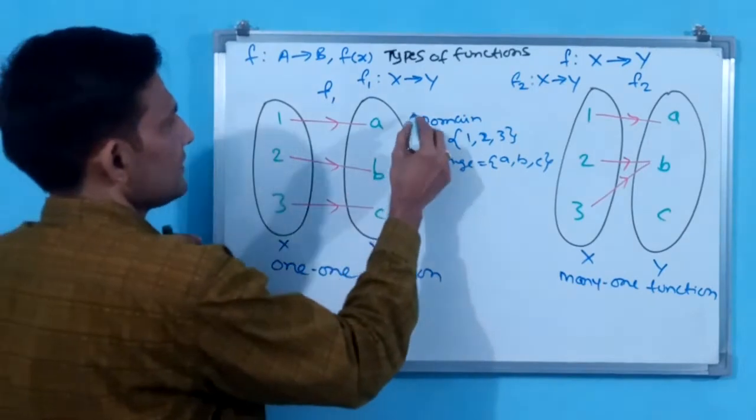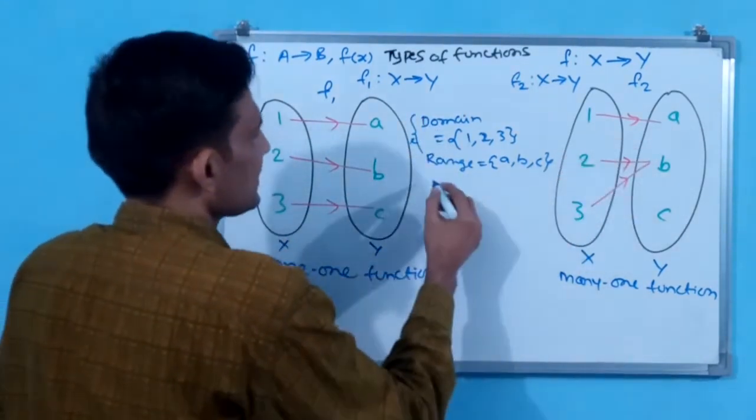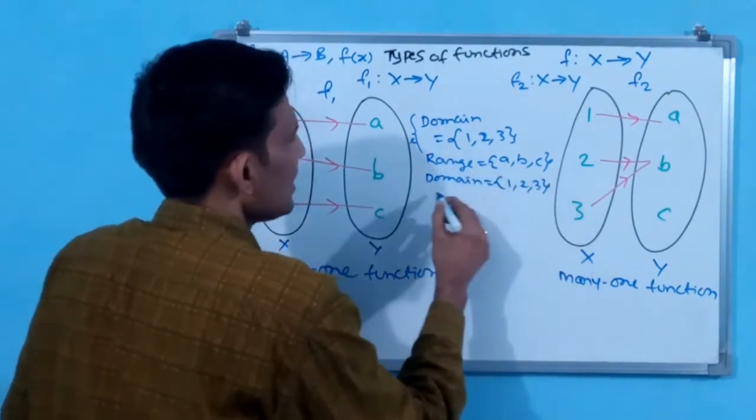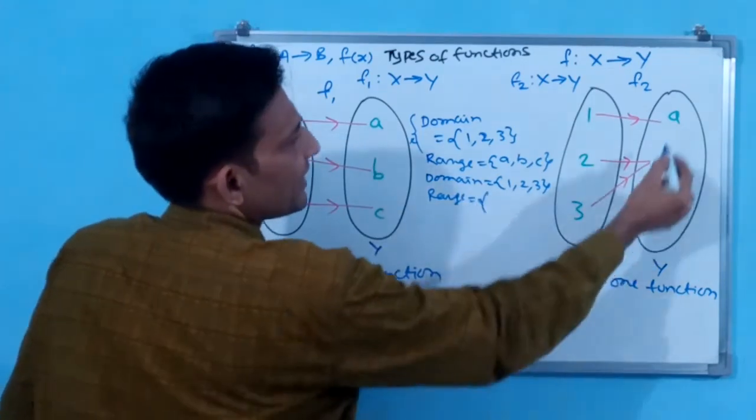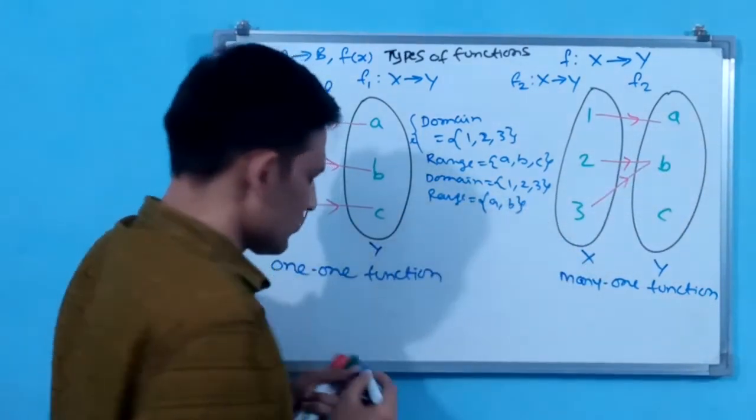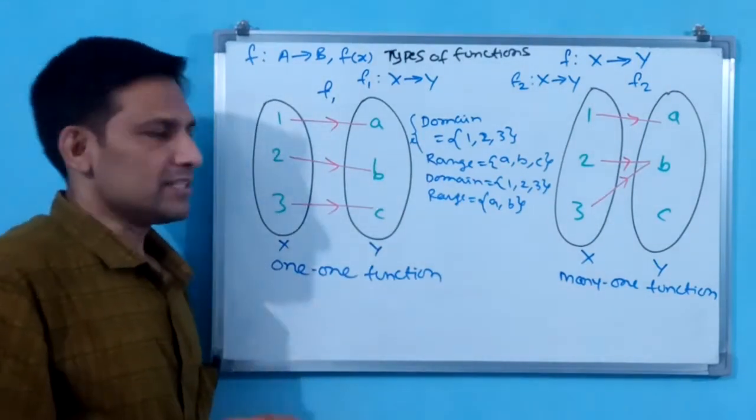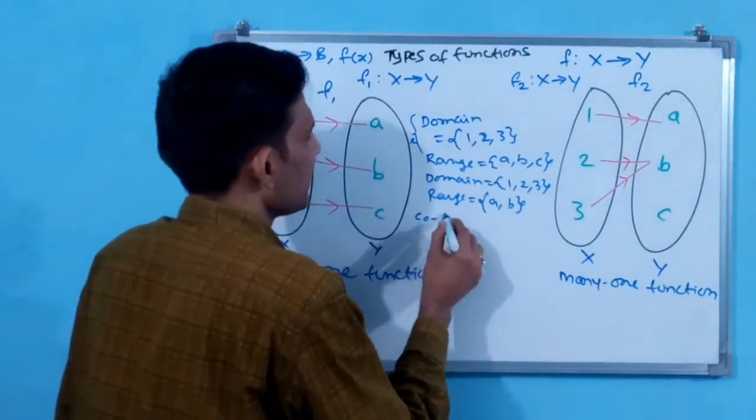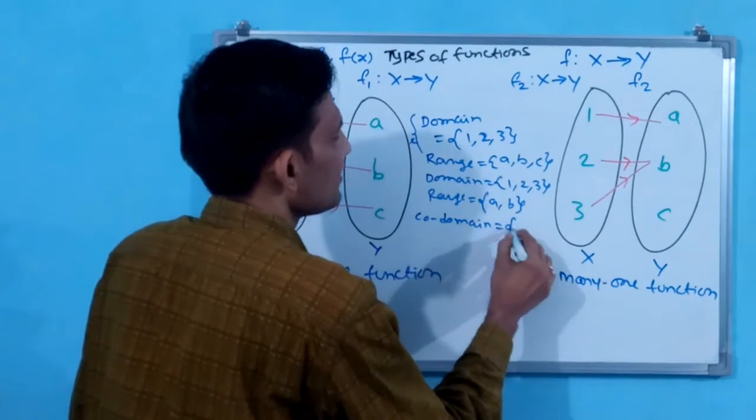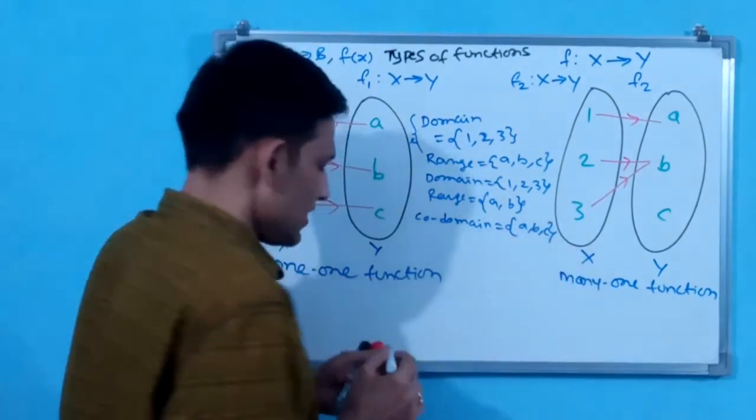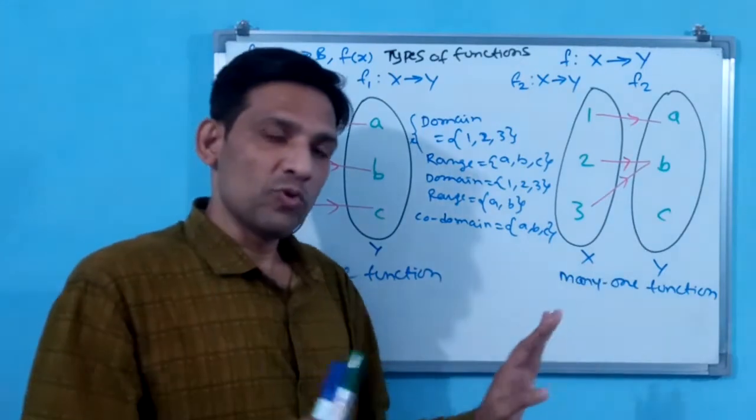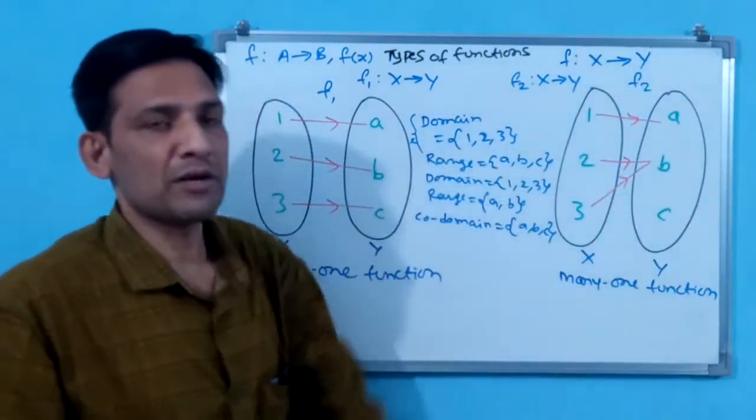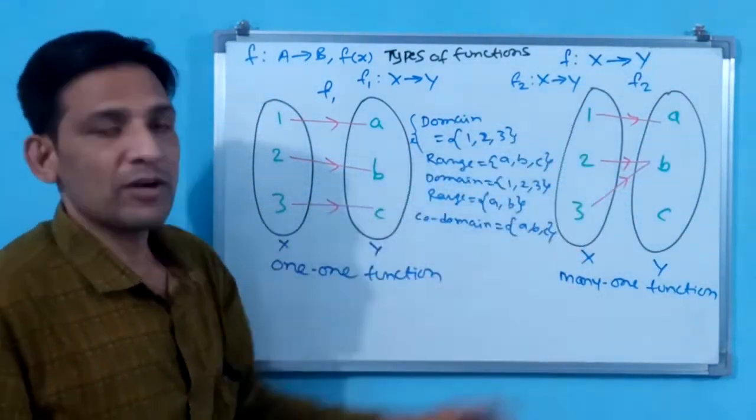For this function, domain is the same, 1, 2, 3. But range is only A, B. Why? Because range means the element should have a relation. Only then does it come under range. When it is in range, what about C? Codomain. Codomain is equal to A, B, C. C independently has no designation, but C comes under codomain. Every element on this side comes under codomain. Every element on this side comes under domain.